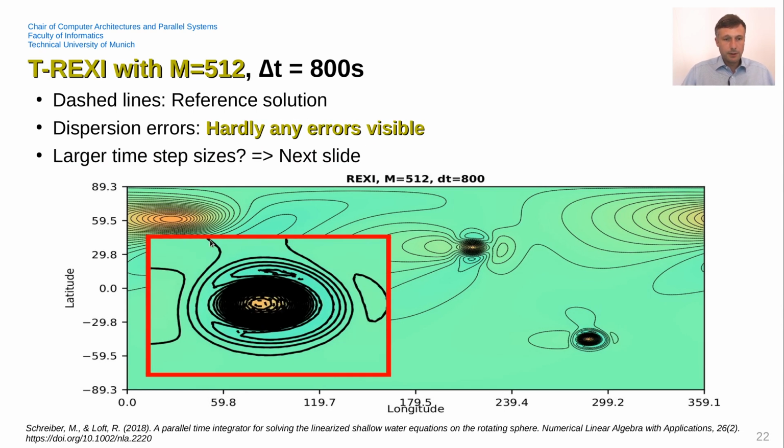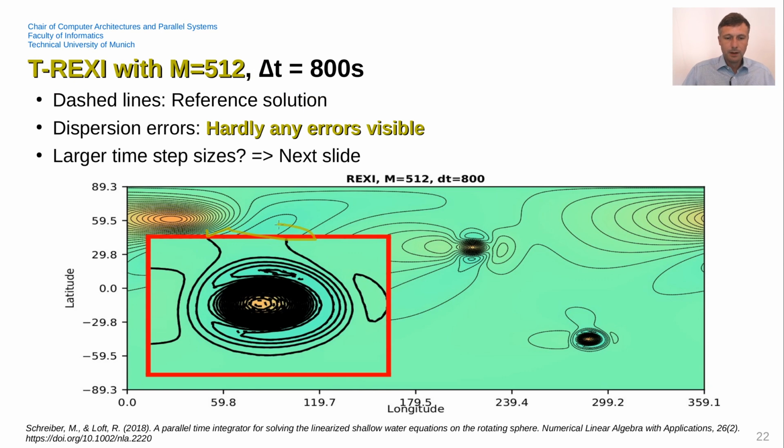Using the REXI method, and now we are using the T-REXI method, I'll skip that, but the T-REXI method is suited for purely oscillatory problems. We can observe that by taking 8 times larger time step sizes, we get fewer errors, while still being able to parallelize over that time step computation.